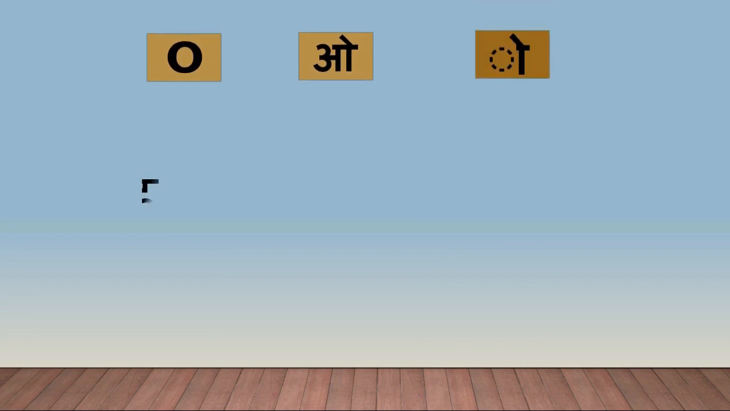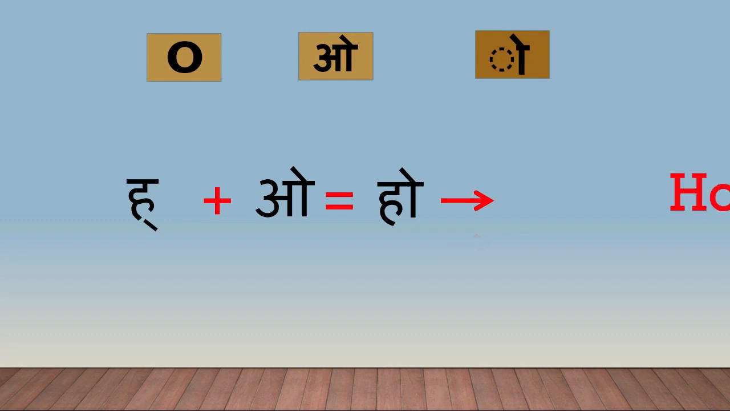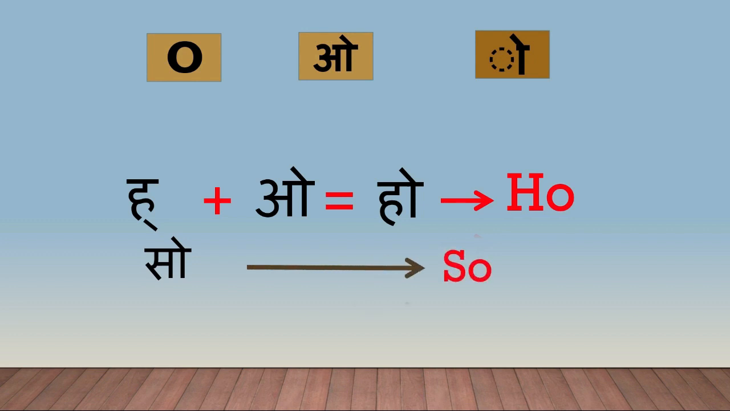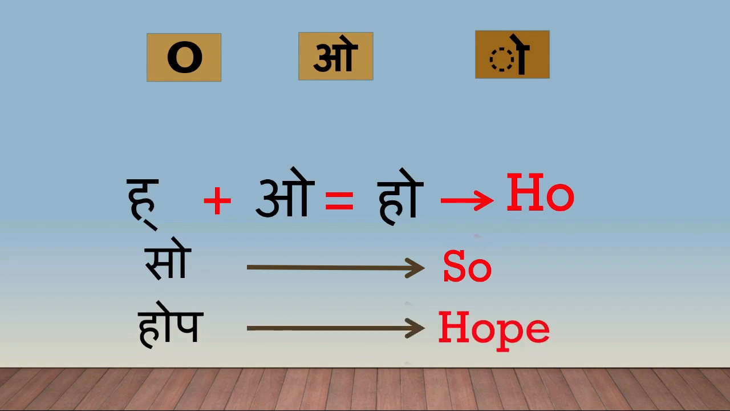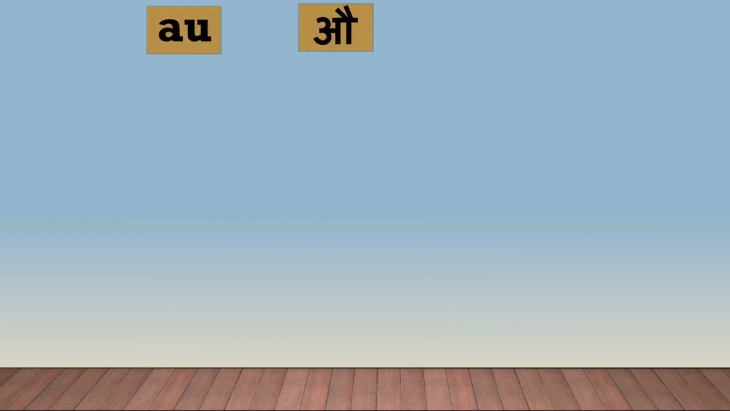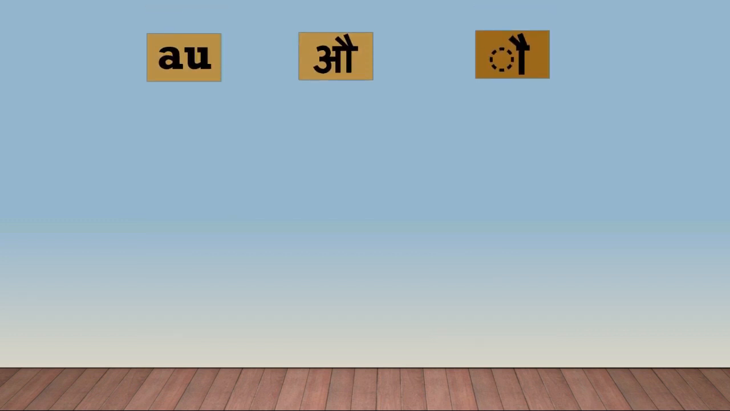The next sound is o with the sign of o ki matra. For example, h plus o, it gives a sound of ho. In English, it's ho. As a word we pronounce as so. In English, so. Next, hope. In English, hope.